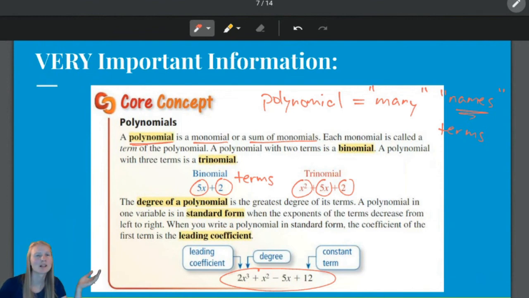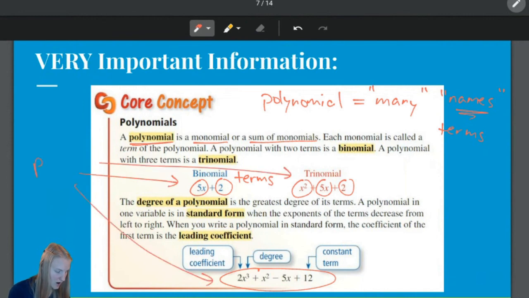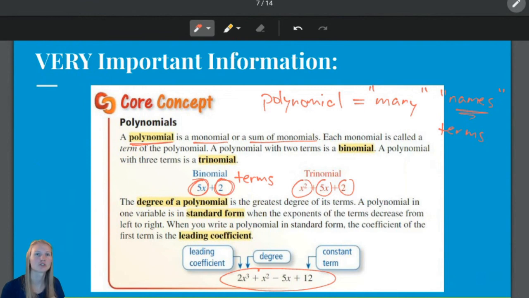A monomial is considered a polynomial. A binomial is a polynomial. It's just a more specific type of polynomial. So all of these are polynomials. They're just even more specific than polynomial. A binomial has two terms, 5x plus 2. 1, 2. A trinomial has 1, 2, 3 terms, and a polynomial has 4 or more terms. And a monomial, again, is just by itself. Something like this is a monomial.